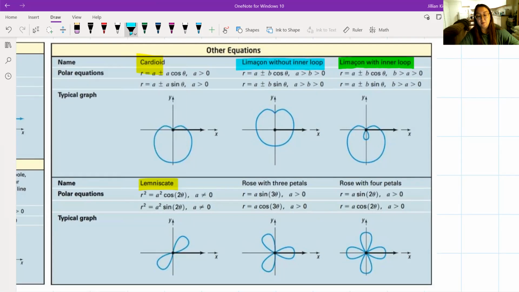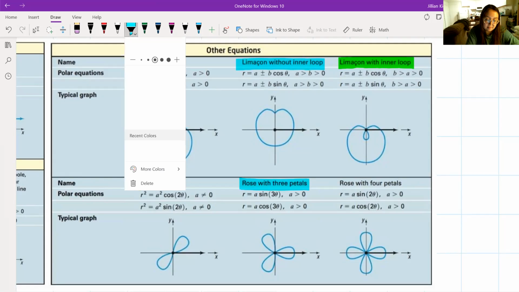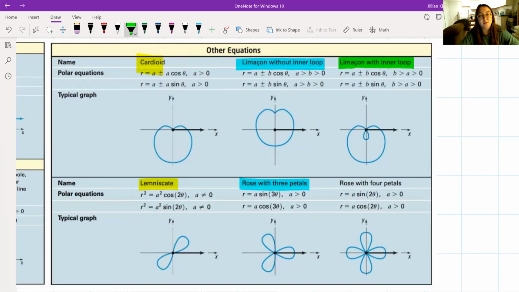Then next we have our rose with 3 petals. You can also think of it as kind of looking like a propeller with 3 wings on it. In this case, these equations are going to look like r is equal to a times sine or cosine of 3 theta, where a is still positive. Then lastly, we have our rose with 4 petals, which in this case, our equations are going to look like r is equal to a sine of 2 theta, or r is equal to a cosine of 2 theta, where once again a is positive.